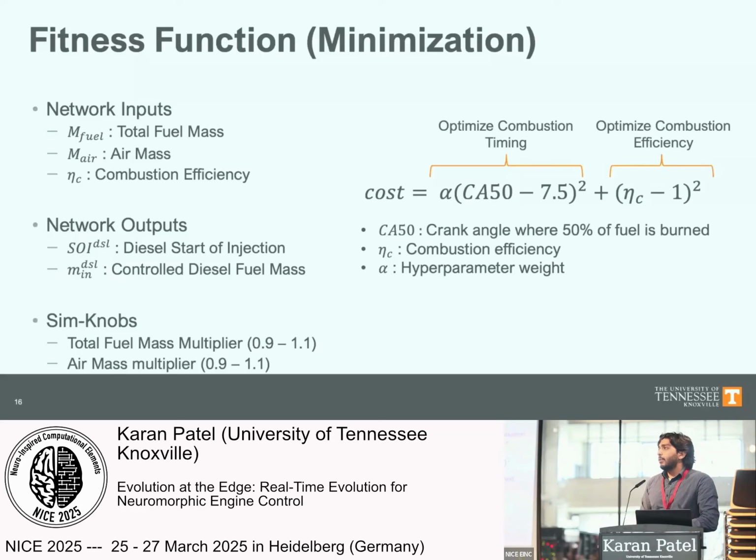And lastly, to account for sensor inconsistencies or incorrect assumptions about the amount of fuel and air in the system, we use sim knobs, which are meant to represent multipliers for these parameters to tweak the simulations during training. And these ranges are shown here at the bottom.